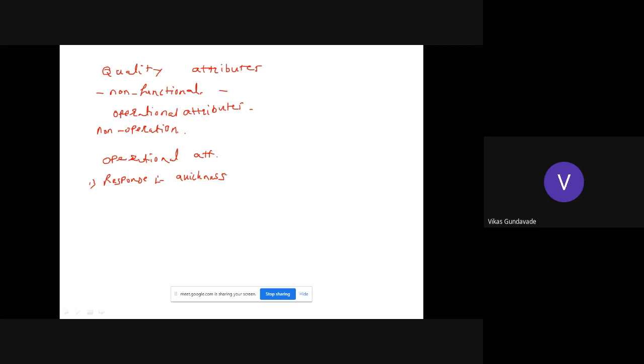For example, take a flight deployment system, or the example of a satellite launching system. If the response is slower, then it will damage the safety of that particular system or application also. So the system should provide a fast response for the purpose for which it is designed.